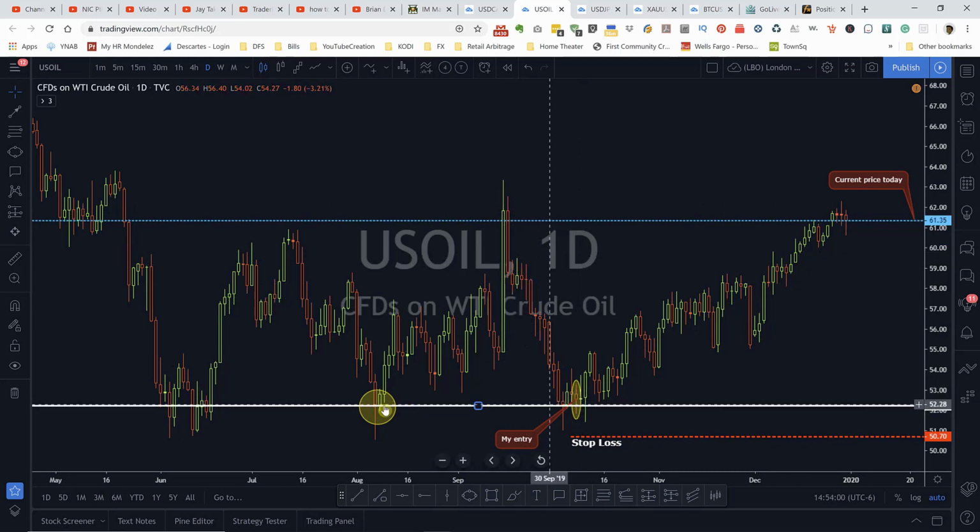As you can see right here, I recognize this level of support. I call it support because it's a floor. Price had trouble getting through this floor. As we can see, price came up, came back down, respected this particular support, and then came back up. When it came back to the same level again, I'm expecting it to do the same thing because, again, this has shown to be a strong level of support.